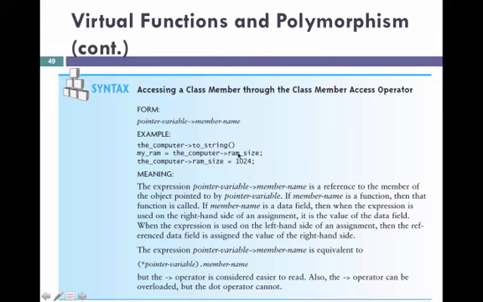This accesses the data field RAM size, and then takes that value and assigns it to my RAM. And this takes RAM size, which is a data field in the instance pointed to by the computer, and it assigns it the value of 1024.